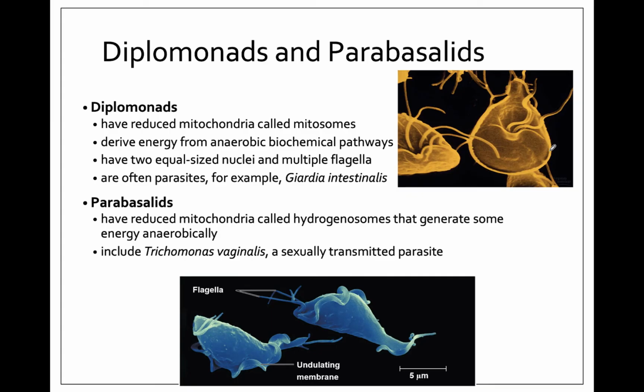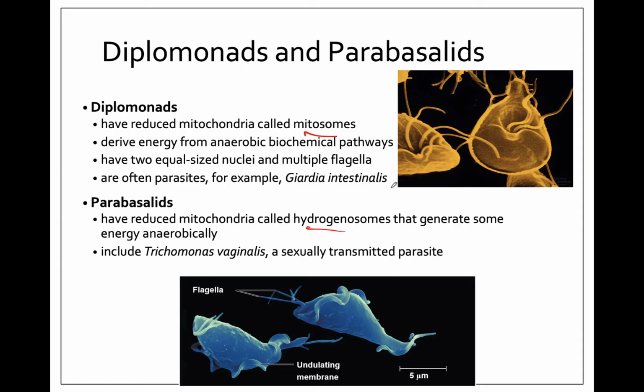They both live in anaerobic environments, so places where there is no oxygen. And this works okay because neither of these have functioning mitochondria. The Diplomonads have mitosomes, and those are not able to do aerobic respiration. And the parabasalids have hydrogenosomes, and they're able to produce some energy without oxygen as well. Both of these groups can include some common parasites.